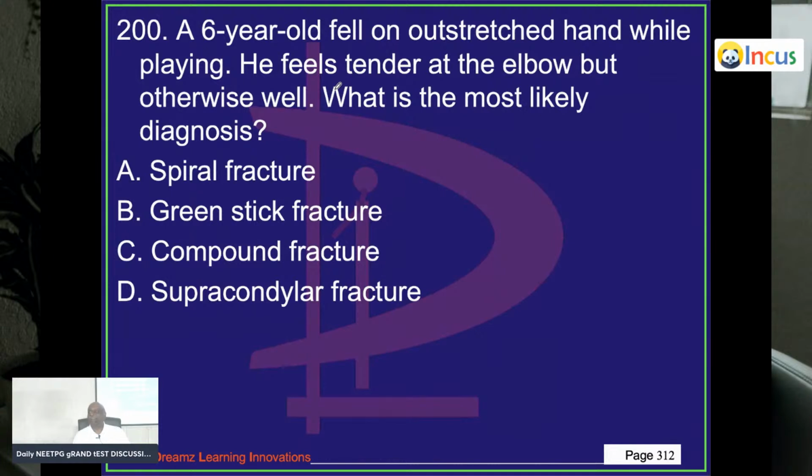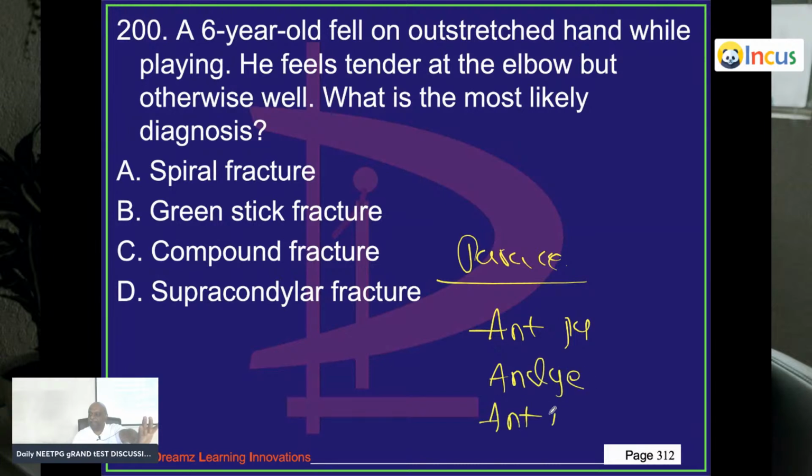6-year-old fellow and paracetamol. Sorry, idi cheppu chuddam. What is the thing which paracetamol is not? Antipyretic, analgesic, anti-inflammatory. Always, it is not. It is not. It has nothing to do with inflammation. It is only analgesic.